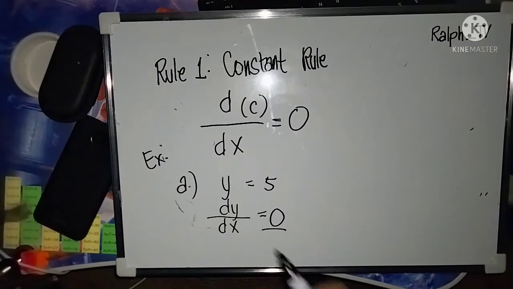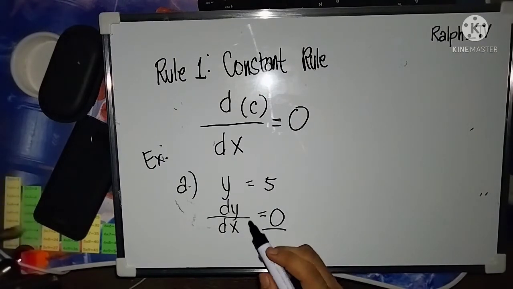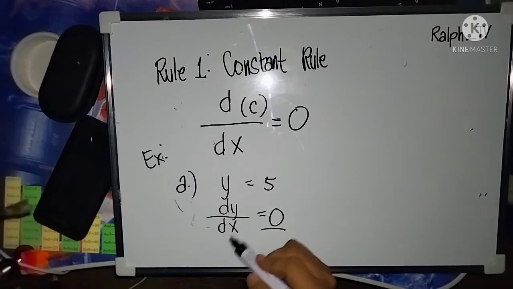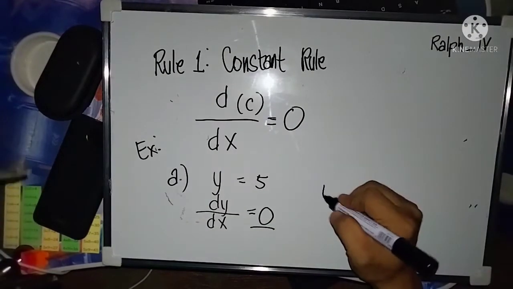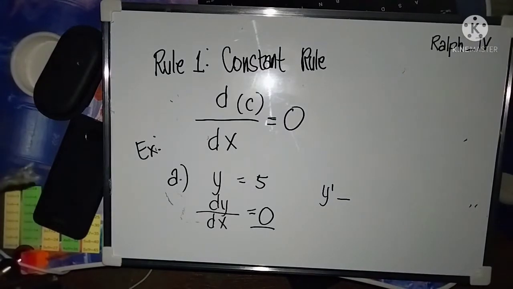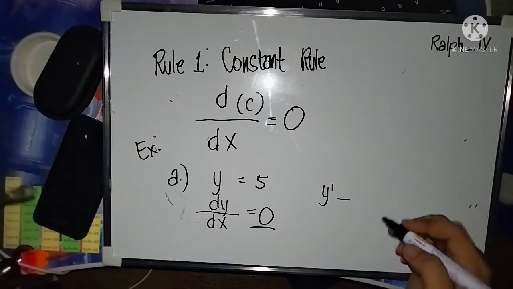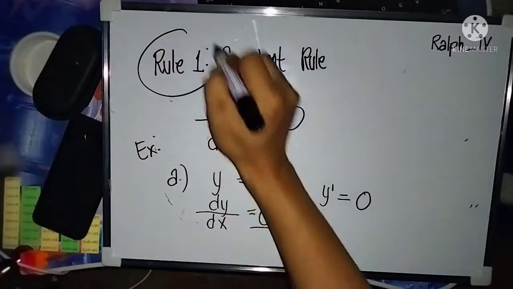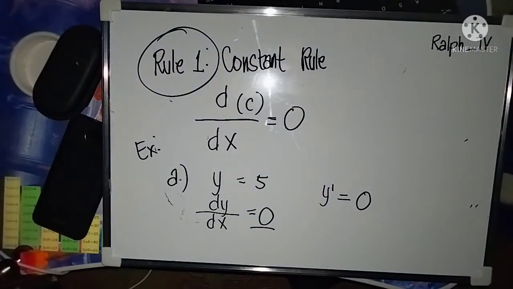Pwede rin in an easy way, itong dy over dx ay papalitan natin ng y prime. Kasi pareho lang sila ng interpretations ng derivatives of y, ang y prime. So y prime is equals to 0. So yun ang ating rule number 1. So let's proceed to the rule number 2.